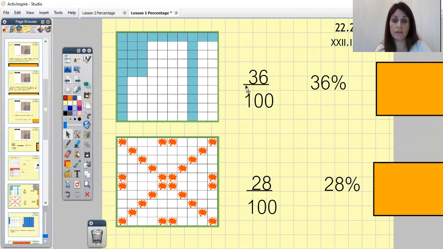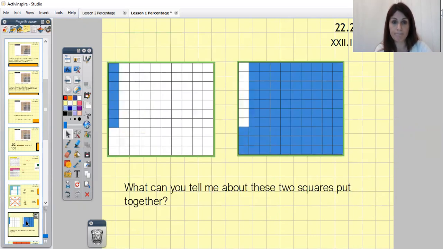Again, you could have a go and think about what the percentage is that isn't shaded. Right, have a go at this. What can you tell me about these two squares put together? Use what we've just talked about to help you. Pause if you need to. Jot your answer down on your squared paper. Okay, so you should hopefully be able to see that this one has got 2, 4, 6, 7 shaded, and this one has got 93 shaded.